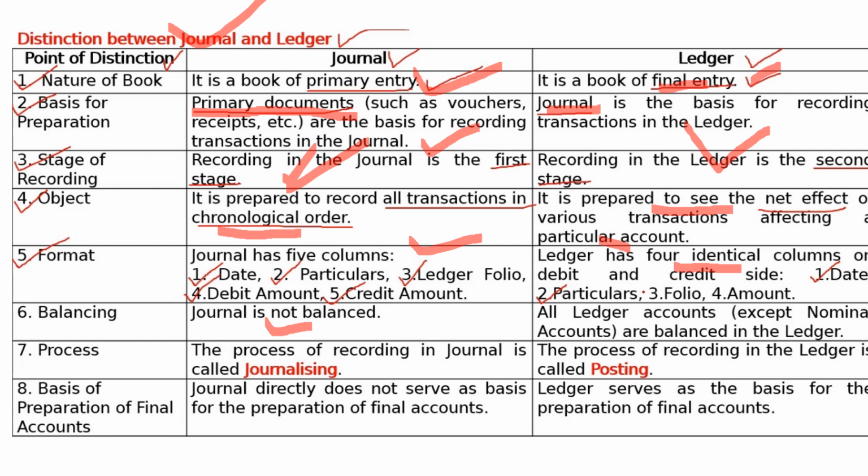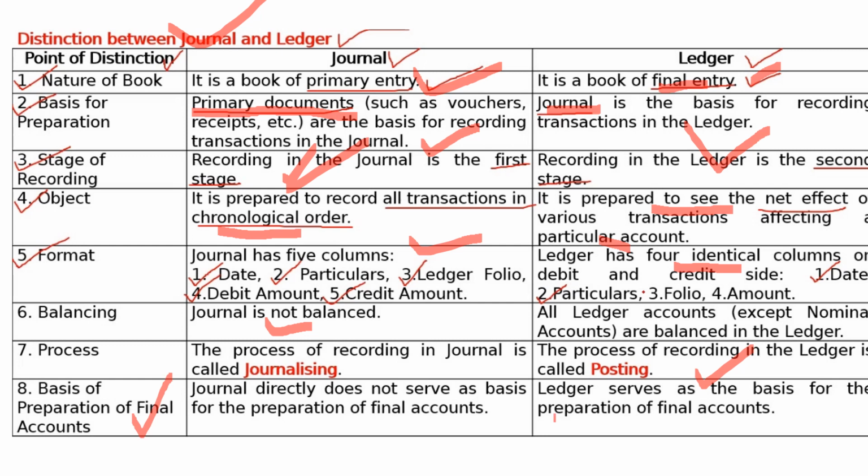Obviously the process of recording the transactions in the journal is called journalizing, and the process of recording the transactions in the ledger is called posting. Posting means transferring the entries from the journal to the ledger. Then what is the basis of preparation of financial statements? Obviously I told you the journal does not directly serve as the basis for preparation of final accounts. What does it mean? अगर आप खाली journal बनाएंगे तो आप financial statements नहीं बना सकते. With the help of the journal you cannot make the financial statements.